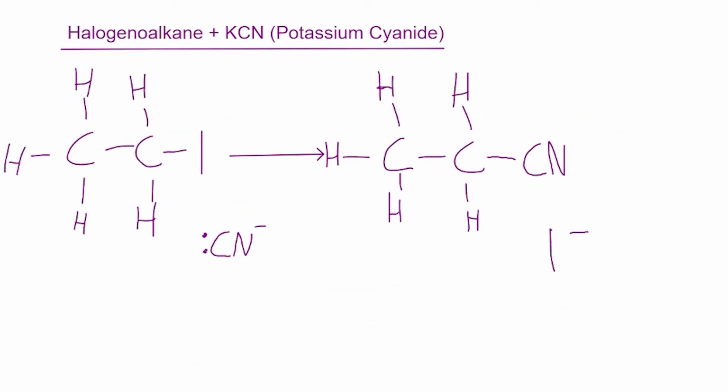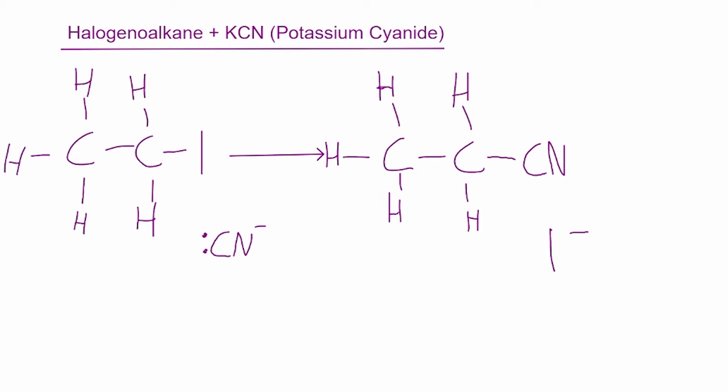Another example of nucleophilic substitution that you're going to need to know about is what happens when you react a halogenoalkane with a cyanide-containing compound, such as potassium cyanide. Now, this is very similar to what you've seen in previous examples, except your nucleophile will be the cyanide ion here, and the lone pair that you're going to need to worry about is on the carbon atom.